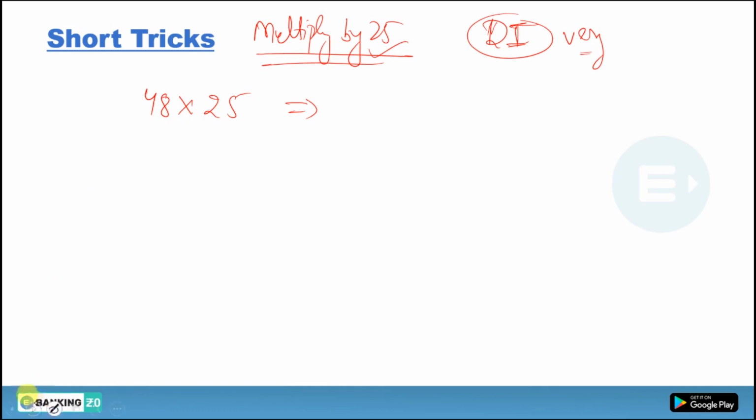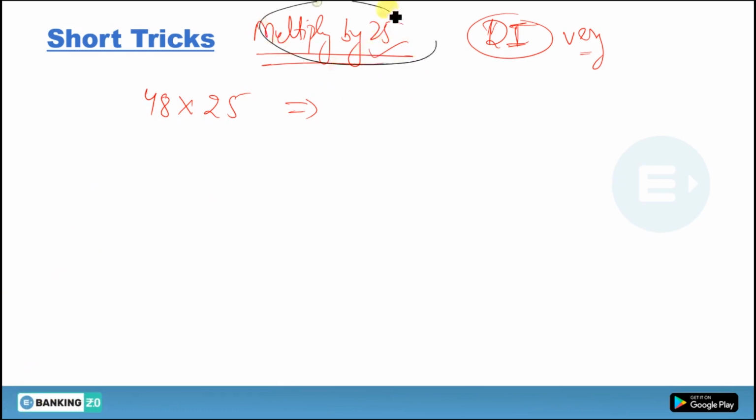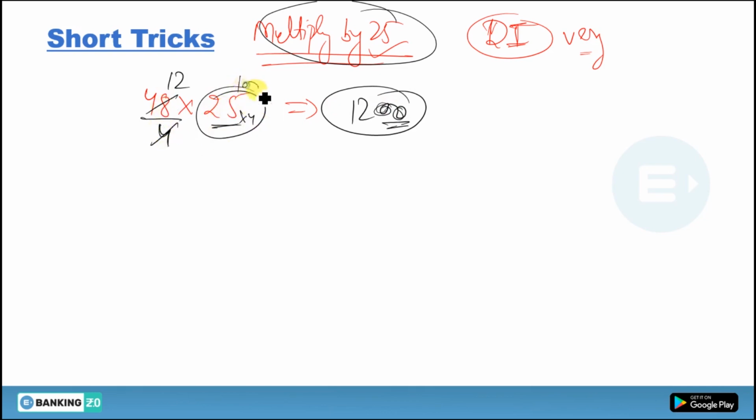But I have a trick. When you have to multiply by 25, just divide the number by 4. You get 12. Make it 1200, with 00 here. Why is this coming? Because if you divide by 4, you have to multiply by 4 here. So 25 into 4 gives 100. So this becomes 12 into 100, and you get 1200. Now move to the next one.